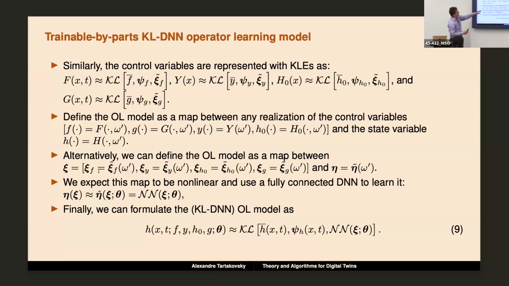Now, in general, the map from xi to eta is going to be nonlinear, so we want to use a fully connected deep neural network model to learn this map. Okay. So finally, with this map, we can formulate what we call the KLDNN operator learning model in this form. It's the KL operator acting on the mean value of H, given our known eigenfunctions and given this map from the control variables.